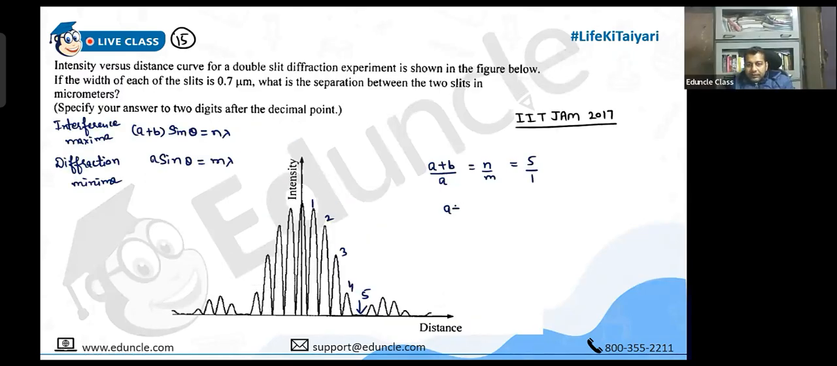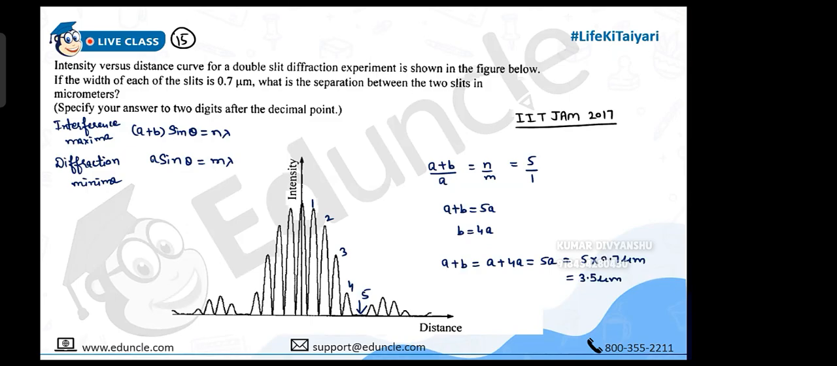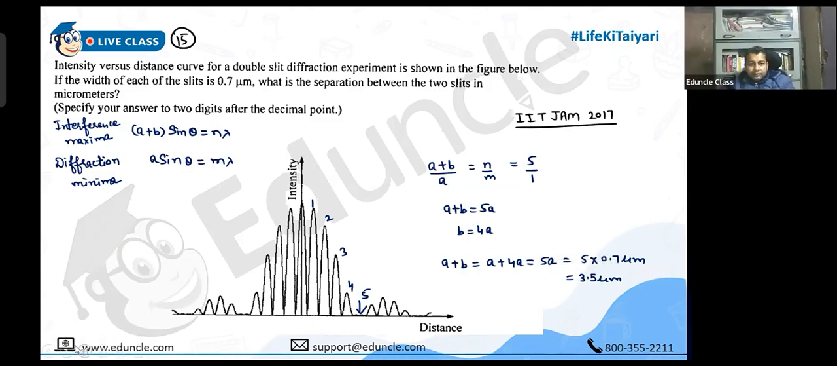So now you can solve it. A plus b equal to 5a. So b is equal to 4a. So a plus b is equal to a plus 4a, that is 5a. How much? 3.5. Yes sir. Please check. Clear to all? This is also an important type.